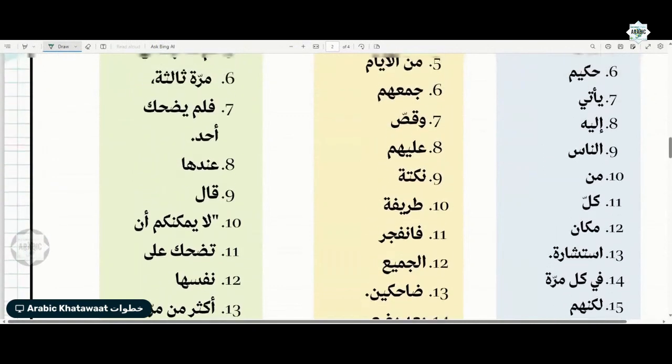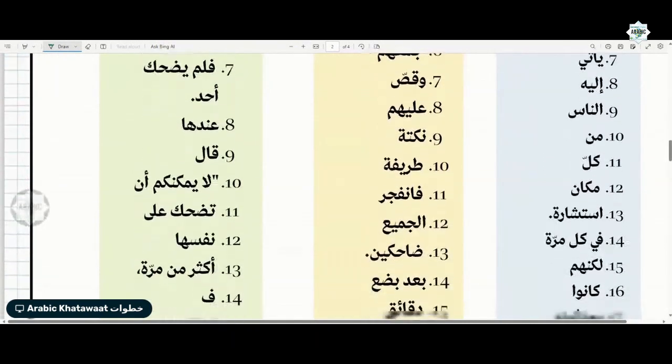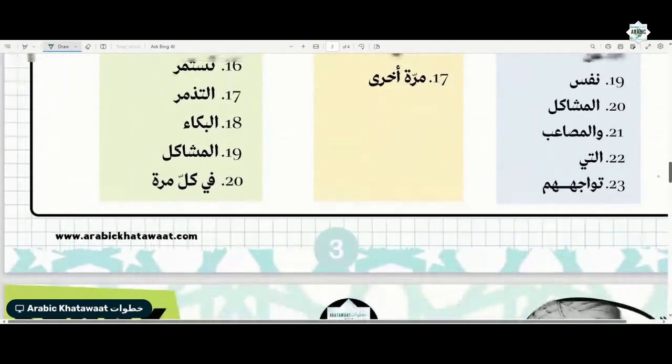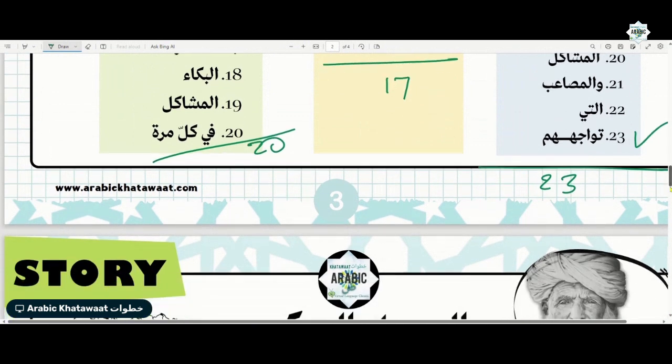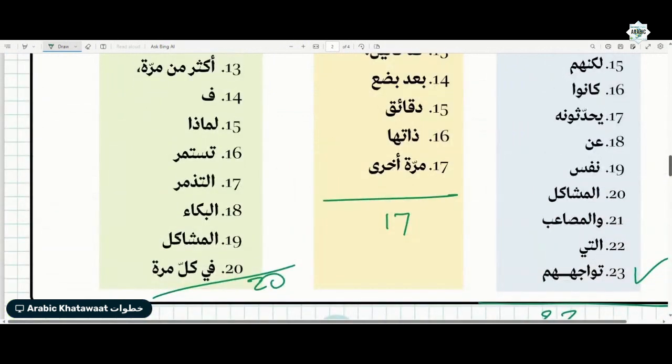So here's the thing. You have the first set that has about 23 words. So you go over 23 words. Were you able to check them all? And then you have 17 words and you have 20. So in total, it's almost 60 words, but they come to you in phrases. I'm just referring to them as words because I am numbering them in a way that you are remembering the entire thing as one word. So here is our third strategy.